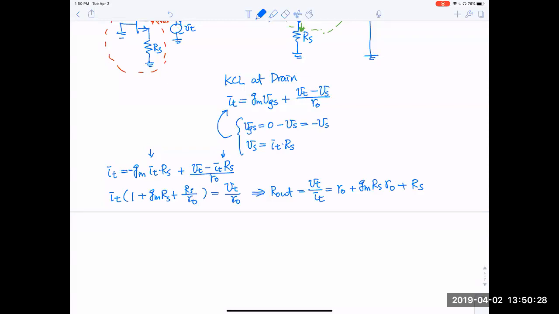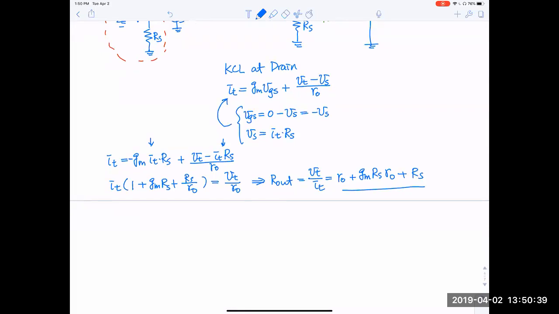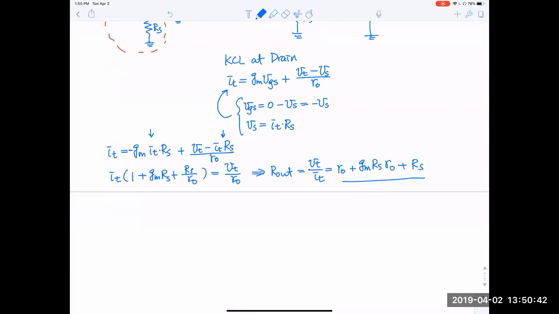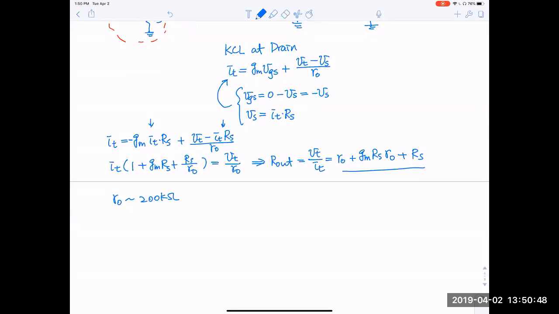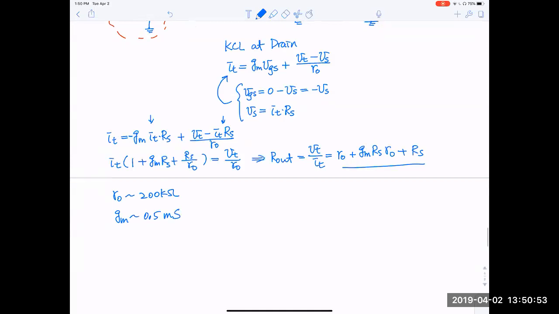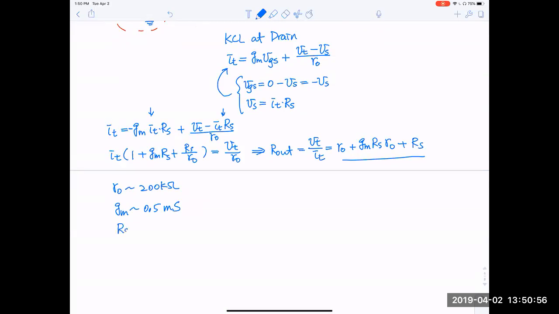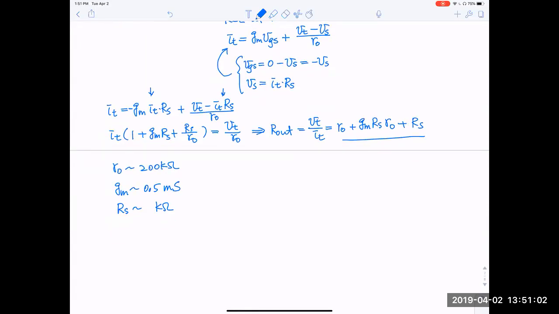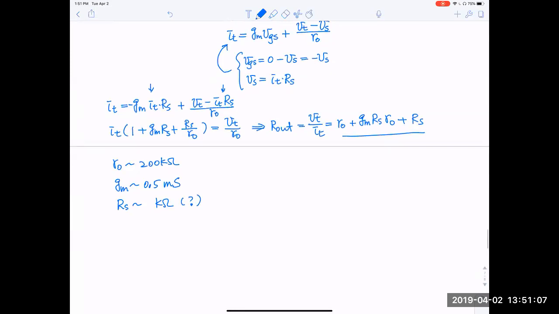So this is a very interesting result. We ended up having 3 terms here. And again, let's use the typical values to gain more insight into this. R0 is on the order of 200 kilo ohm, so it's a large resistance. GM, let's say 1/2 millisiemens, okay? RS is on the order of a few kilo ohms, right? And well, this is actually unknown. We don't know what the source resistance is. So let's leave it there.